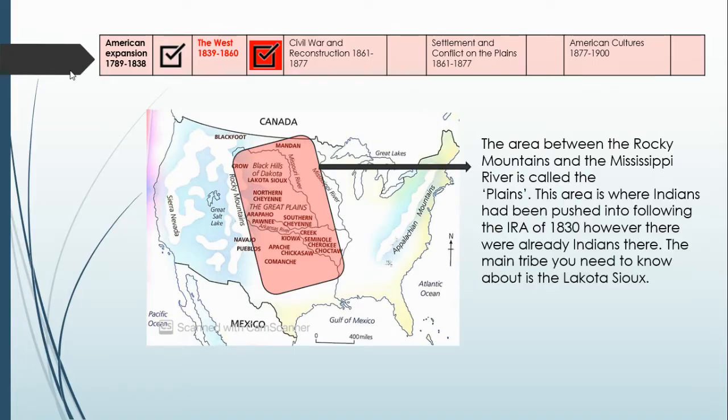Now, we looked at this in the last session. Remember, it was Andrew Jackson that passed this act, and the aim was to move all of the Indians west of the Mississippi River so that the white Americans could dominate the area east of that.